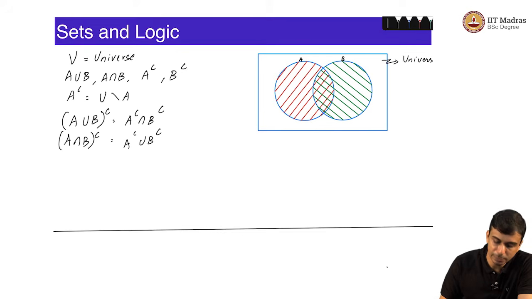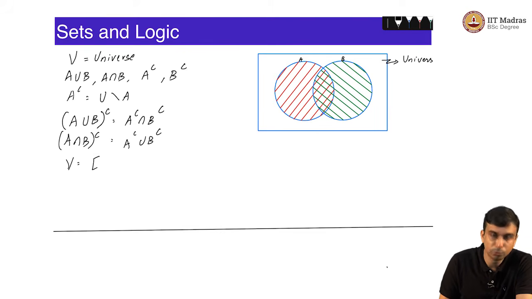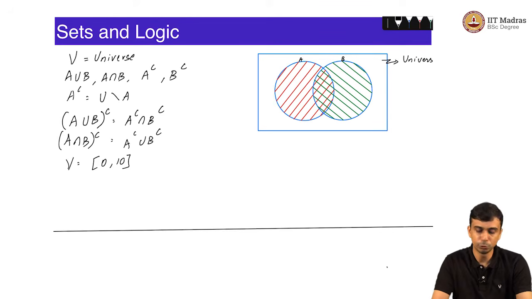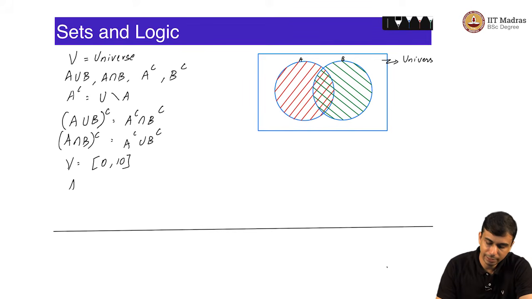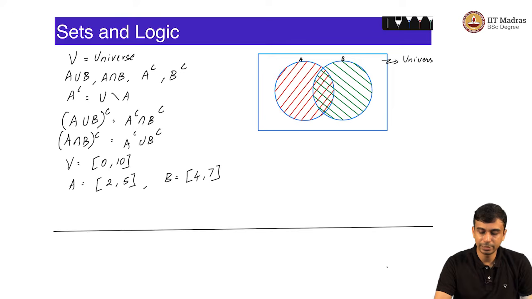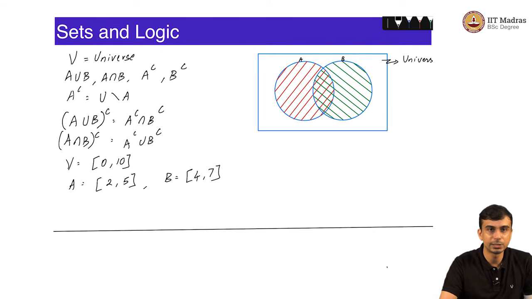We will see this with a very simple example. Let us say your universe V is the closed interval [0, 10]. This is the universe here. Let us say we have two sets: A is the closed interval [2, 5], and B is the closed interval [4, 7]. Now let us quickly verify De Morgan's laws here.